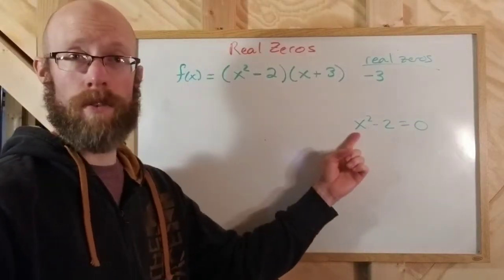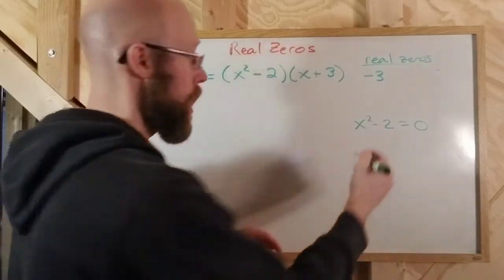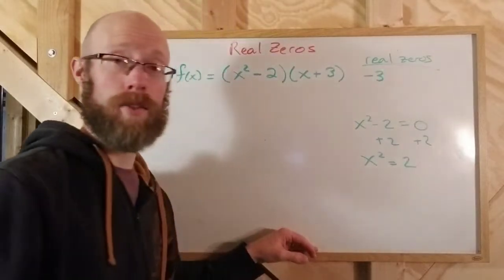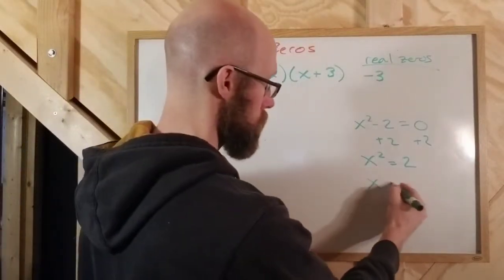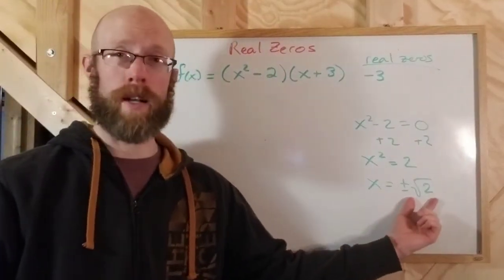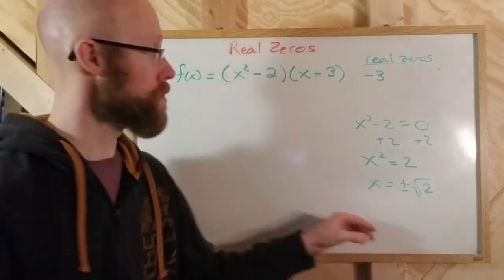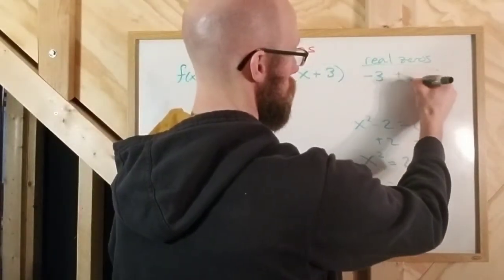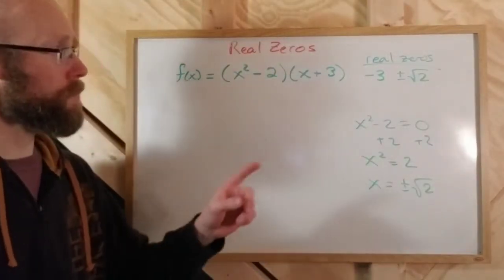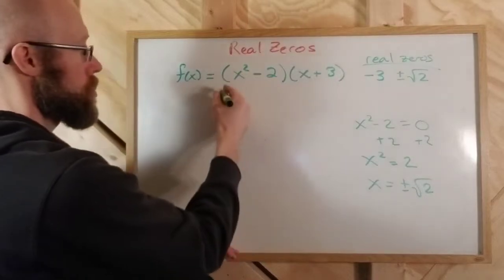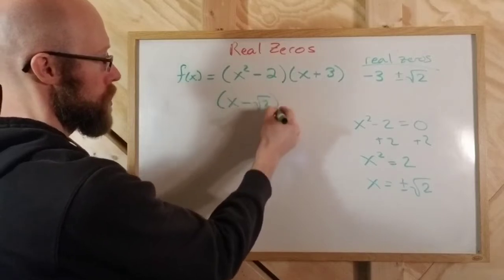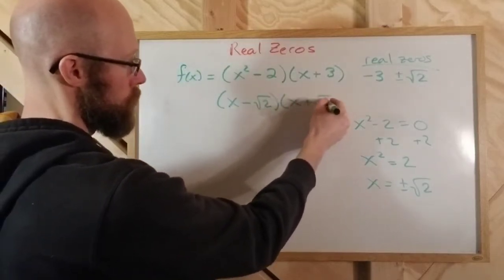Well, it's not easy to solve for x because I can't just factor this apart. I would have to add the 2 to both sides and then apply the square root property, which says that x is equal to plus or minus the square root of 2. Well, if plus and minus the square root of 2 are both real zeros, now I've got 3 real zeros in there, then that must mean that x squared minus 2 is actually factored into x minus root 2 and x plus root 2.